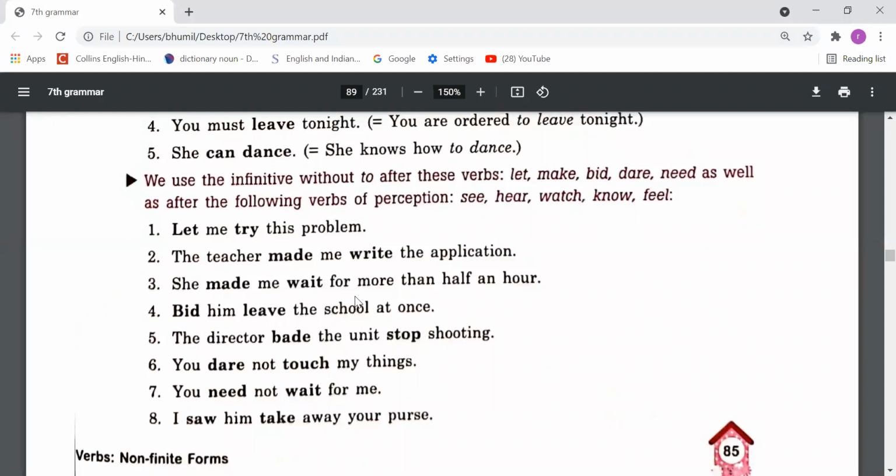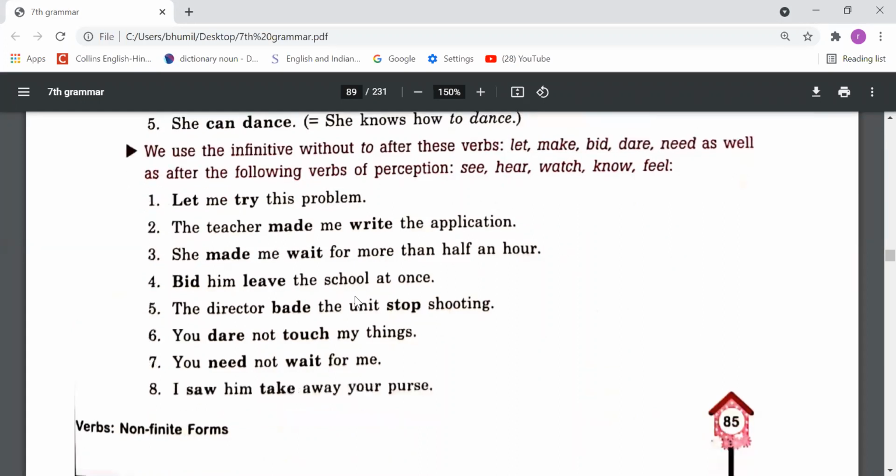The director bade the unit stop shooting. You dare not touch my things. You need not wait for me. I saw him take away your purse. So these verbs you need to remember, dear students. After these verbs, we should write the bare infinitive verbs.